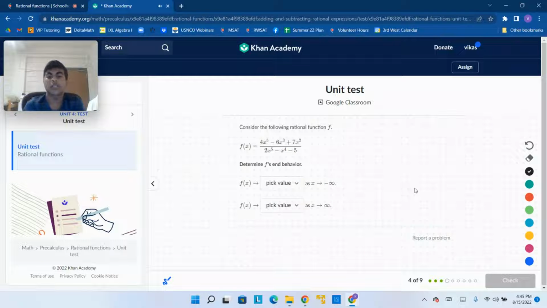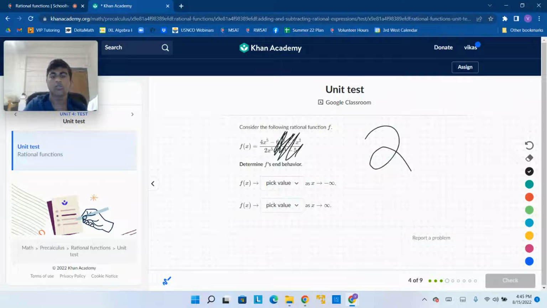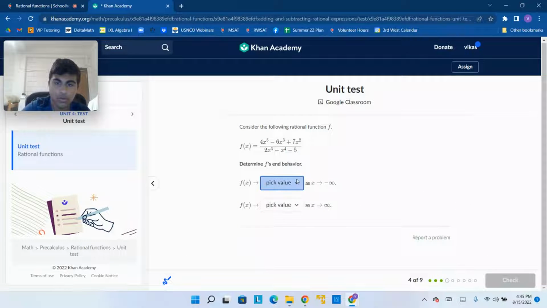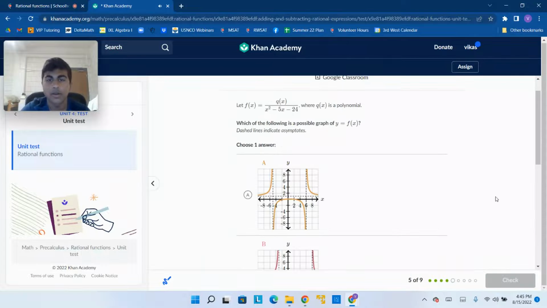Consider the following rational function f, and we're asked to determine f's end behavior. Well, we're going to figure this out by looking at the highest degree for the numerator and the denominator. So the highest degree is going to be x to the 5th on both of them, so we just divide out just that part, we get rid of the rest, and we get 2. So in either direction we go, doesn't matter which direction of infinity, we're going to end up at 2. Let's keep going.